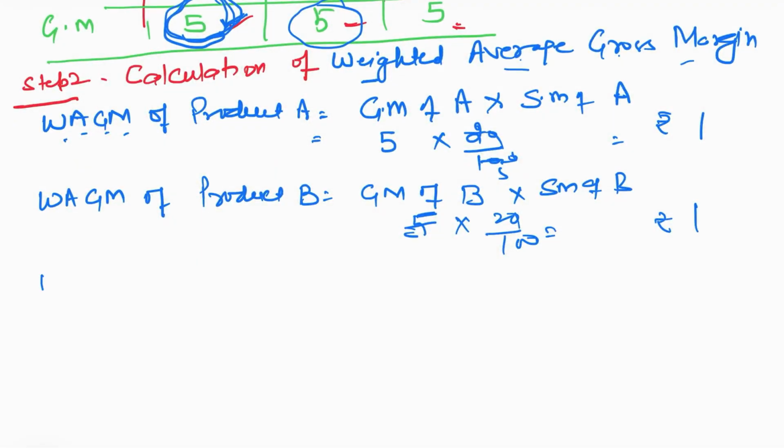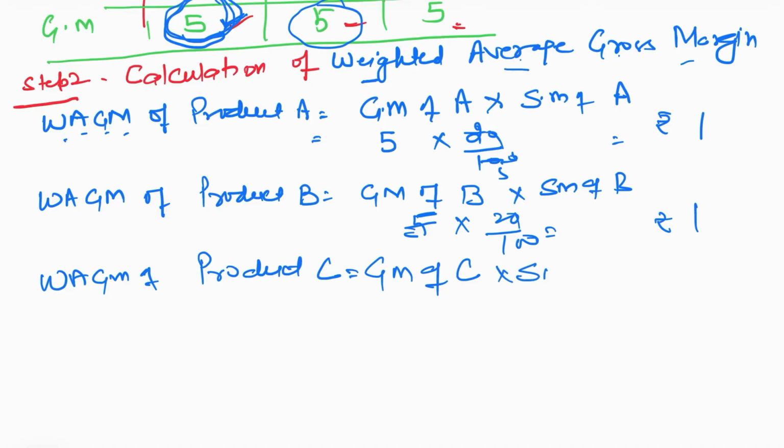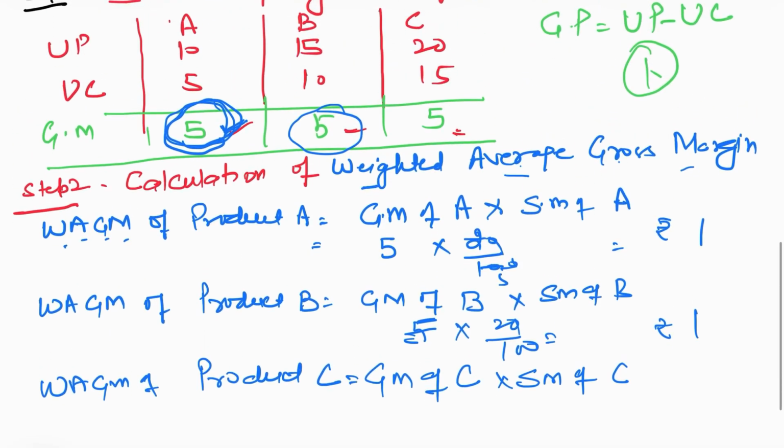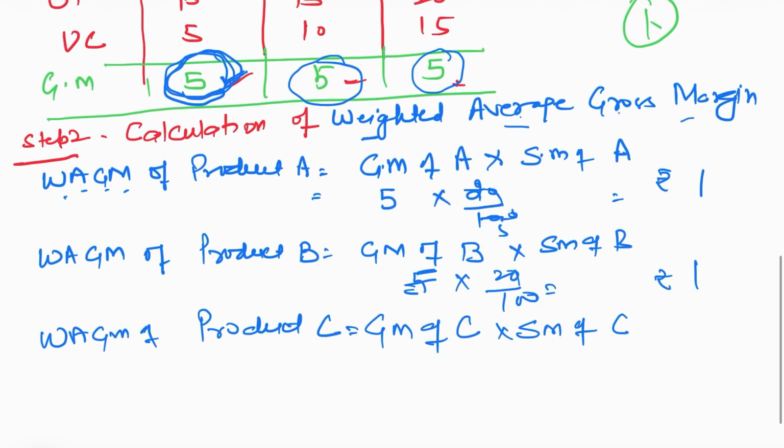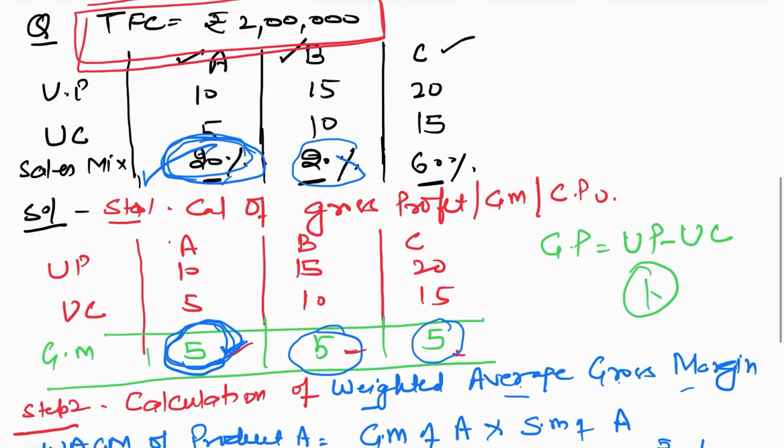Next is weighted average gross margin of product C. Again the formula is gross margin of C multiplied by sales mix of C. So what is the weighted average gross margin of C? 5 multiplied by the sales mix of C, which is given to you as 60%.